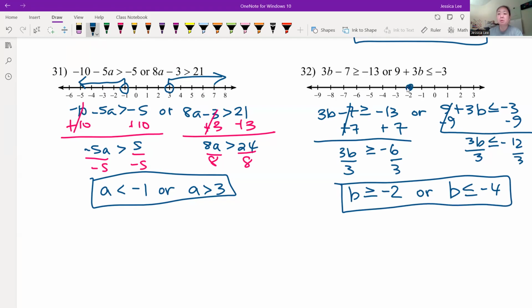So we know it's going to be a closed circle. Greater than means go to the right. And b is less than or equal to -4. So closed circle at -4 and go to the left.